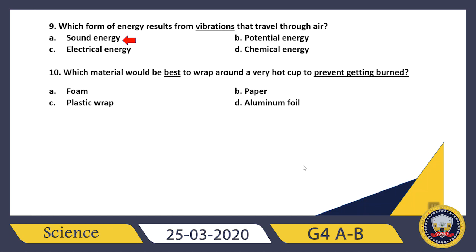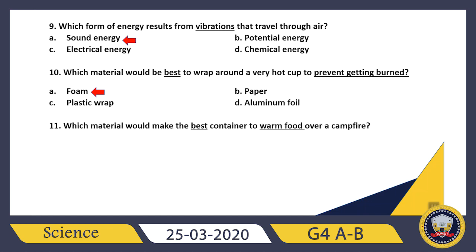Aluminum foil, of course, will be very hot, because aluminum allows heat to pass through it quickly; it is a good conductor of heat. Paper is an insulator, but it's very thin. Plastic is an insulator, foam is an insulator, but paper is very thin, so it can conduct heat after a while. Plastic wrap, the same. It conducts heat, while foam cannot conduct heat. It's the best one to wrap a cup and prevent your hand from getting burned, so it will be foam.